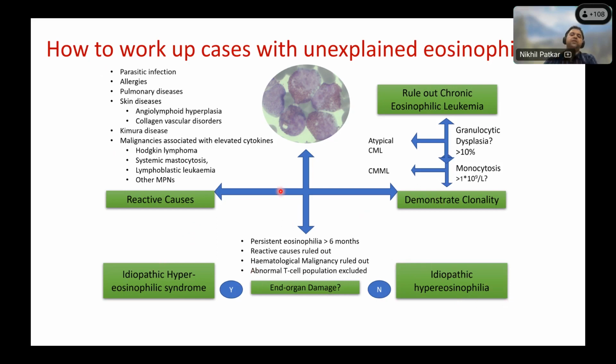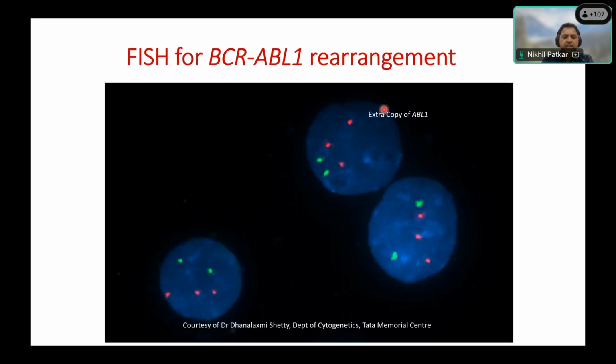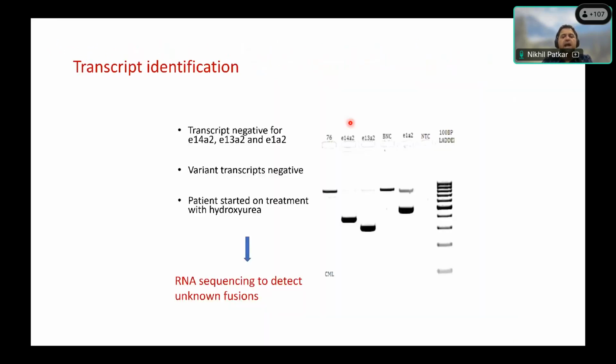But you must first demonstrate clonality to exclude certain disorders. So, for example, in a patient with eosinophilia, if the patient has monocytosis, the diagnosis is CMML. If the patient has granulocytic dysplasia, the diagnosis is atypical CML. And then you must rule out other types of fusion abnormalities. So in this patient with eosinophilia, there was an extra copy of ABL1, which you can see here. And this patient was negative for all the BCR-ABL fusion transcripts, as you can see in this particular case.